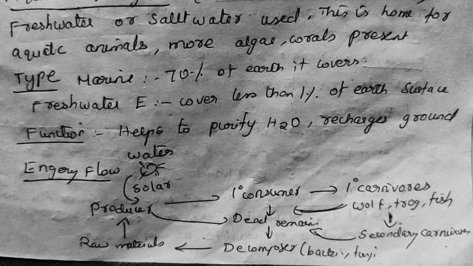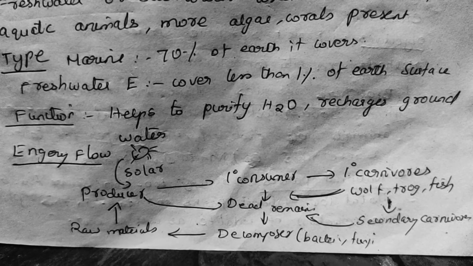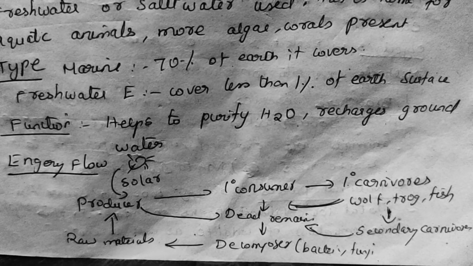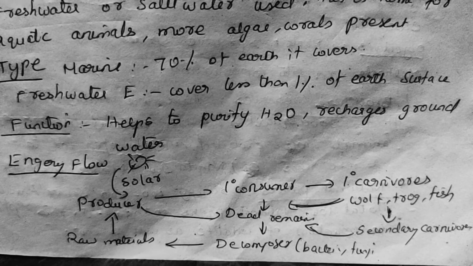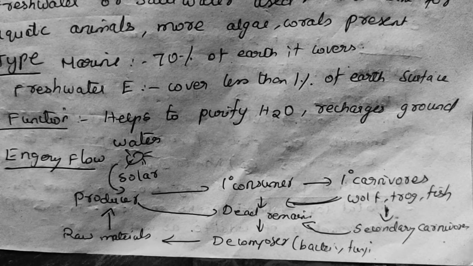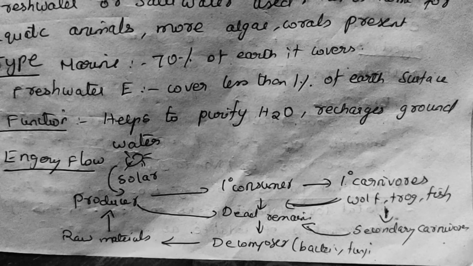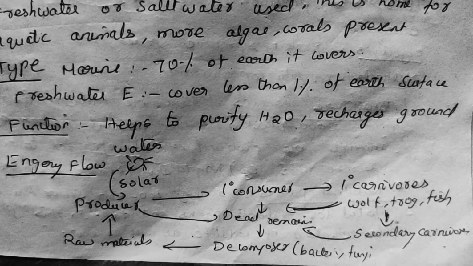And energy flow, we already discussed this one. Producer, primary consumer, and then primary carnivore, and then the dead; the primary consumer leads to death, and lastly it goes to the decomposer. The bacteria and fungi will be there, and again it will become raw material and producers will be there.